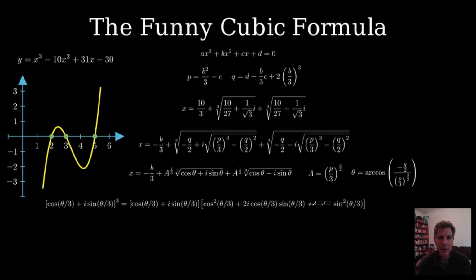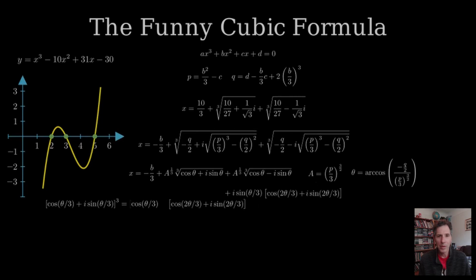The first trigonometric identity I'll use is that cos 2x equals cos squared x minus sin squared x. So cos(2 theta/3) is equal to cos squared(theta/3) minus sin squared(theta/3). The second trigonometric identity I'll use is that sin 2x equals 2 sin x cos x. So sin(2 theta/3) is equal to 2 sin(theta/3) cos(theta/3).